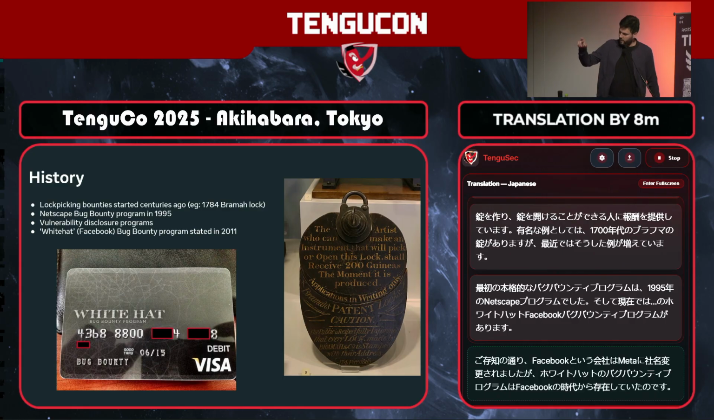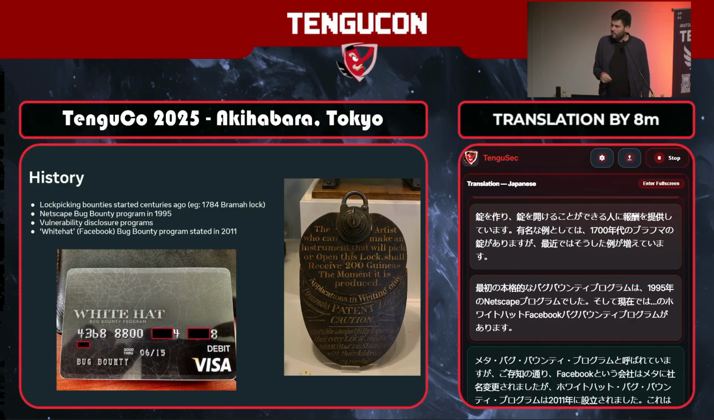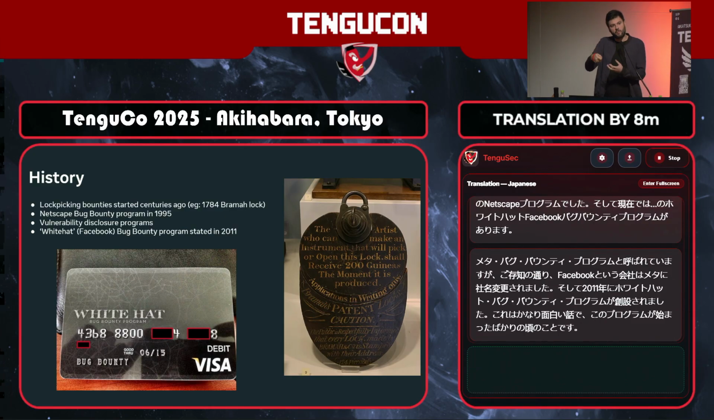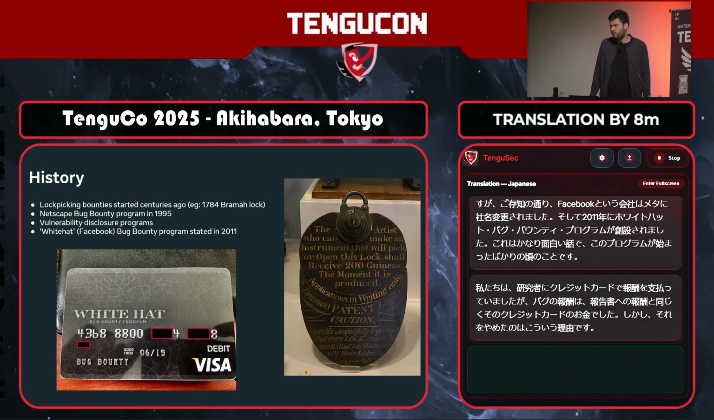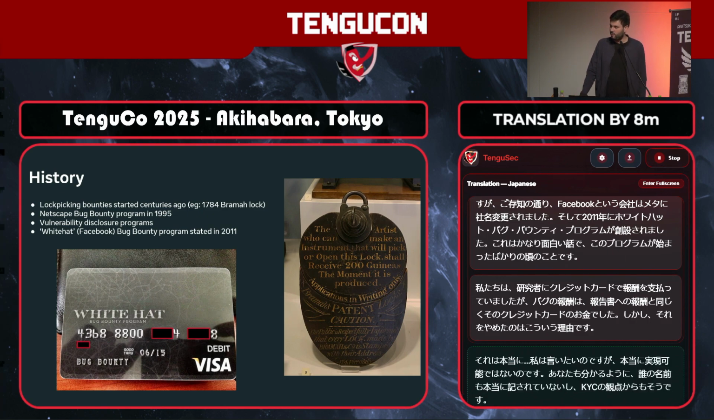This is quite a funny picture. Back in the day, at the beginning of the program, we were rewarding researchers with a credit card, and the money for the bugs, the rewards for the reports, was loaded onto that credit card. We stopped doing that because it wasn't really doable. As you know, nobody is really named "bug bounty," and in terms of KYC, this is not compliant. But it's a funny thing that we used to do back in the day.